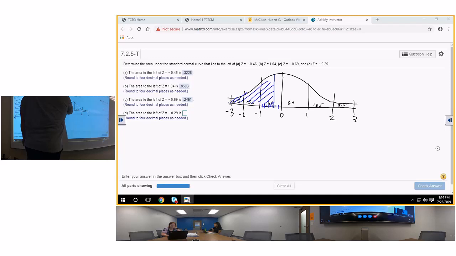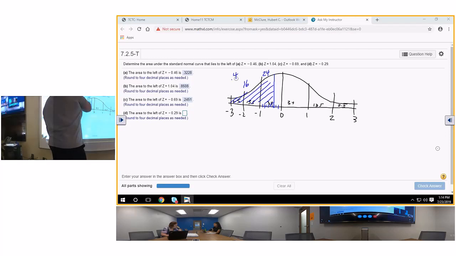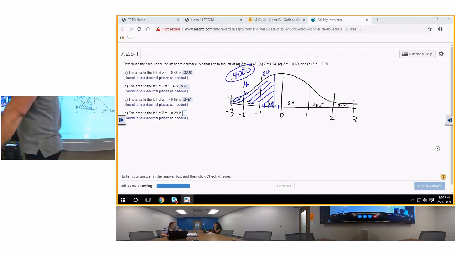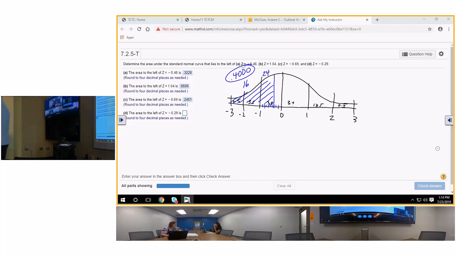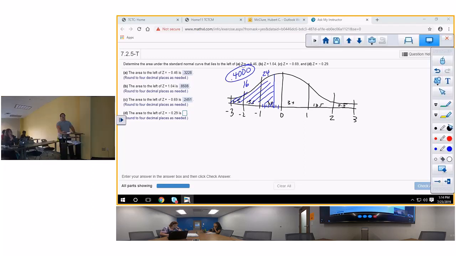So this is going to be 24%. So that's 24 plus 16, which is 40%. I'm going to say around 40%. So what does it come out to be? 0.3859. 39%. 0.3859.